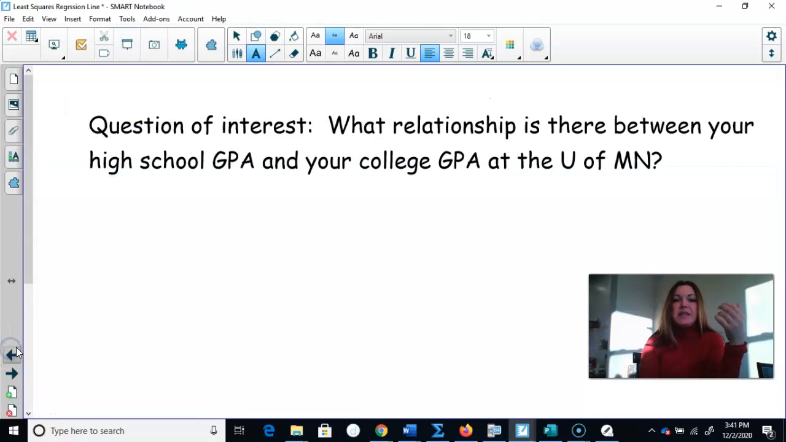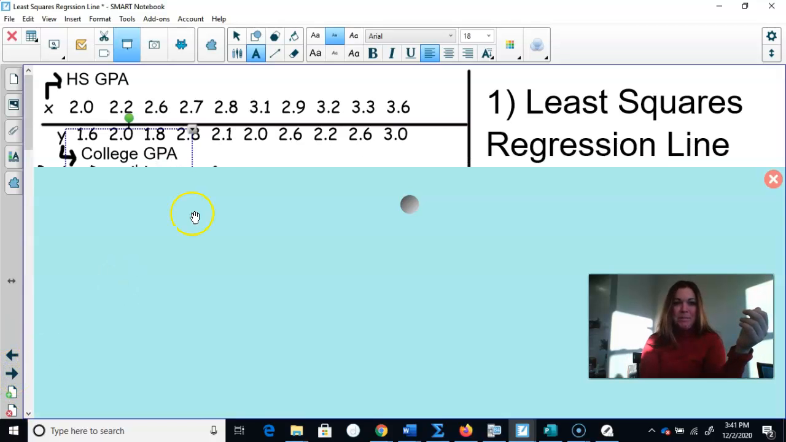Hey, statistics students, our goal today is to find a least squares regression line that describes the relationship between two quantitative variables. So right now, our question of interest, what we're going to base everything over today, is what relationship is there between your high school GPA and your college GPA at the University of Minnesota? What we have right here is two quantitative variables.